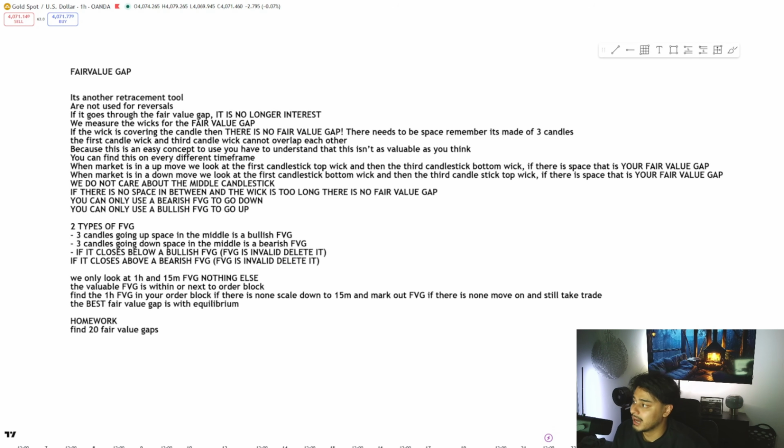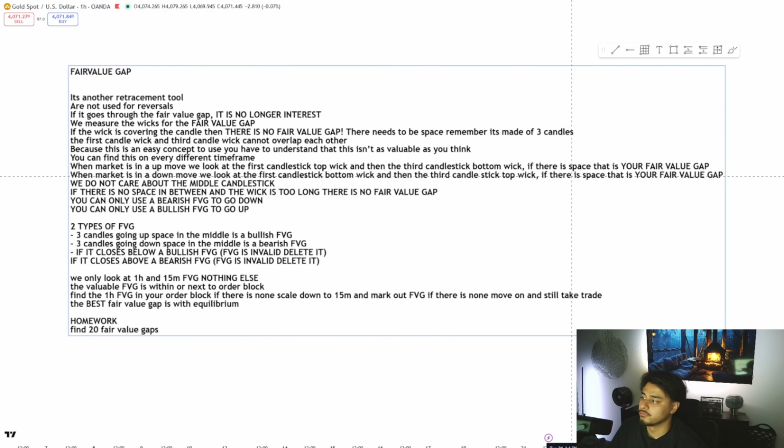Fair value gap. They're not used for reversals, okay? So I do not use inverse fair value gaps, not used for reversals. Now, if it goes through the fair value gap, it is no longer interest. We measure the wicks for the fair value gap. If the wick is covering the candle, then there is no fair value gap. There needs to be space.